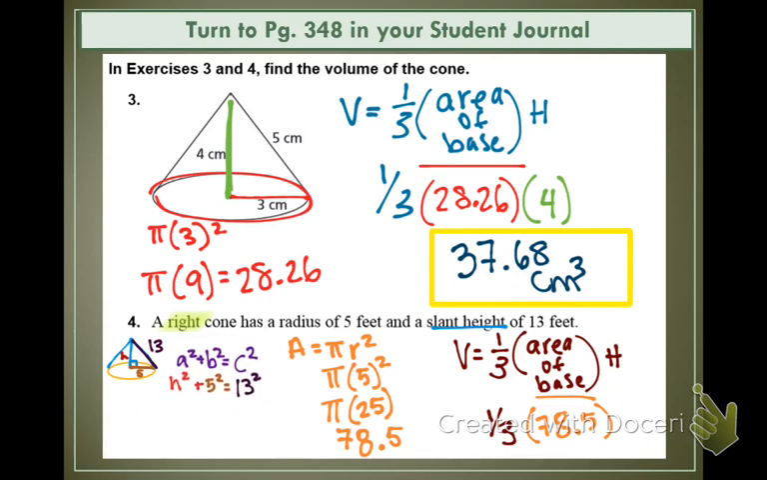What is 5 squared? 25. 13 squared is? Subtract 25 on both sides. We get 144. So what is the actual height of the cone? 12. Take the square root like normal, and we get 12. So I'm going to plug that in for the height.